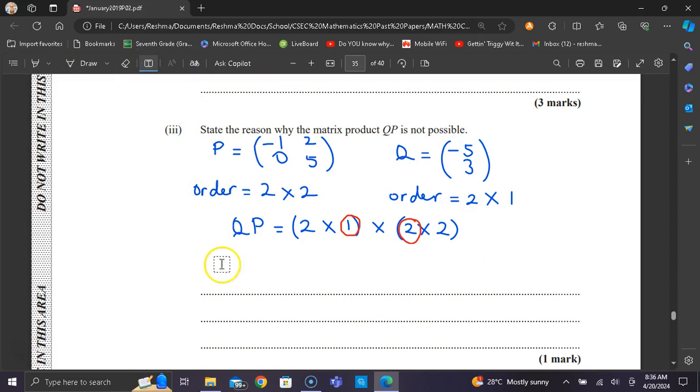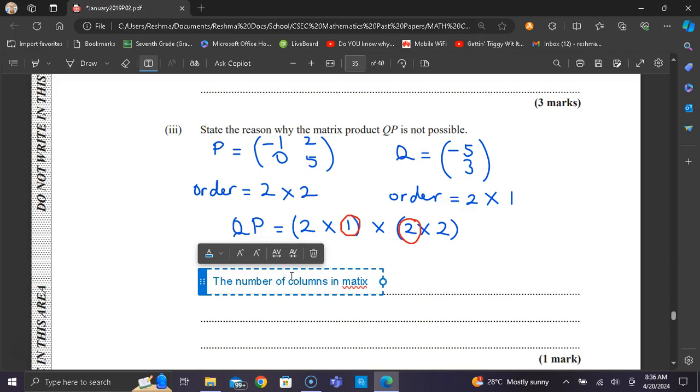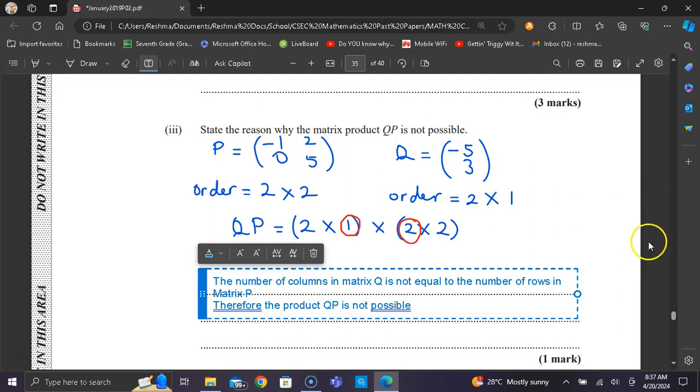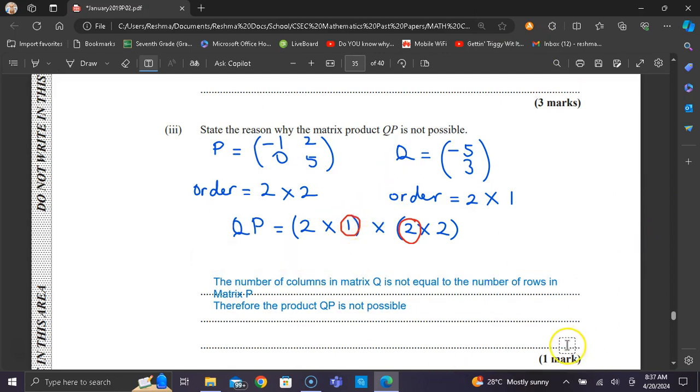Okay, so let me type that out here. All right, so the number of columns in matrix Q is not equal to the number of rows in matrix P. Therefore, the product QP is not possible. All right, so that's your one.